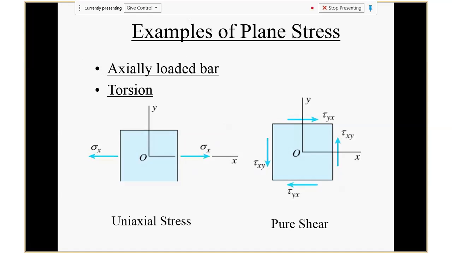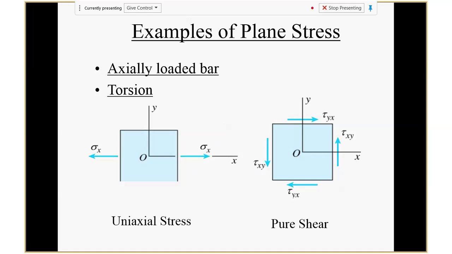So here are a few examples of the plane stress. What's the first one? Where does this first one come from? This kind of stress, if you look at the spot, it's okay. Only two normal stresses in this direction. Which element we learned so far can have a condition where the stress will look like this?